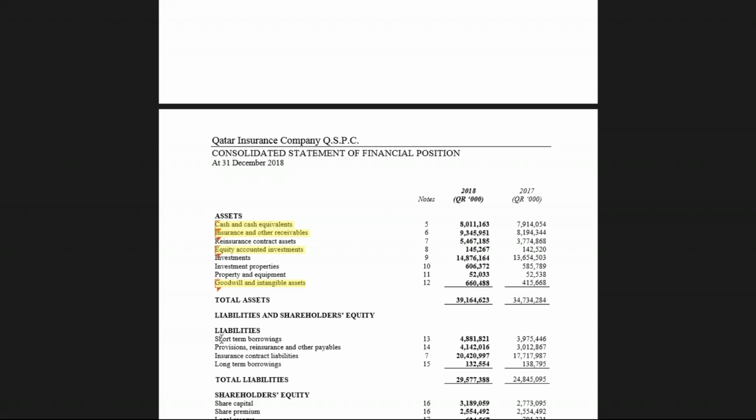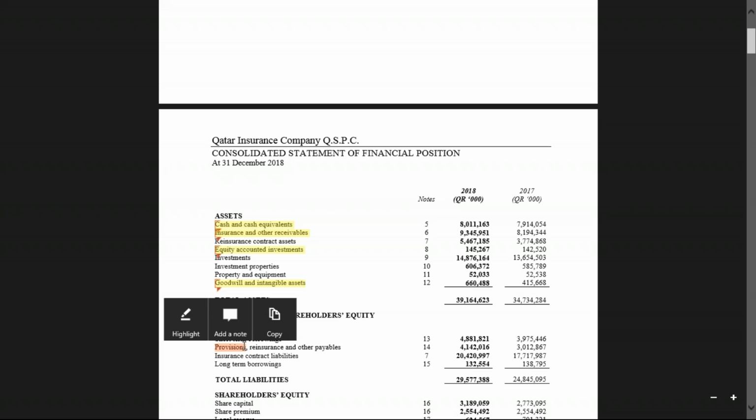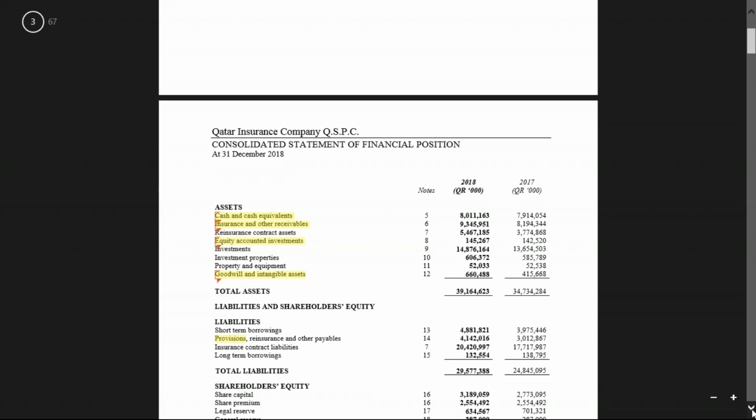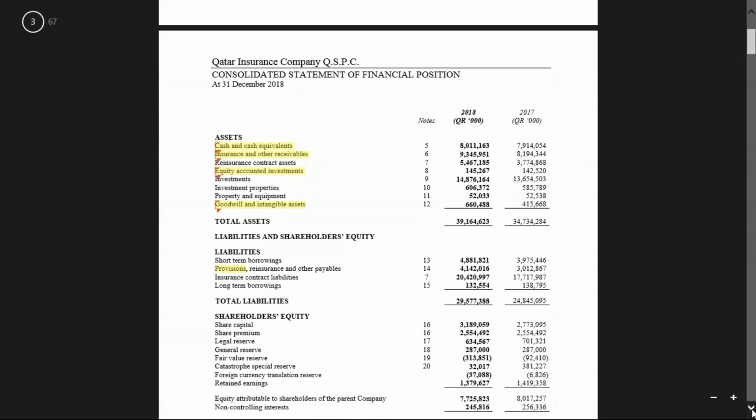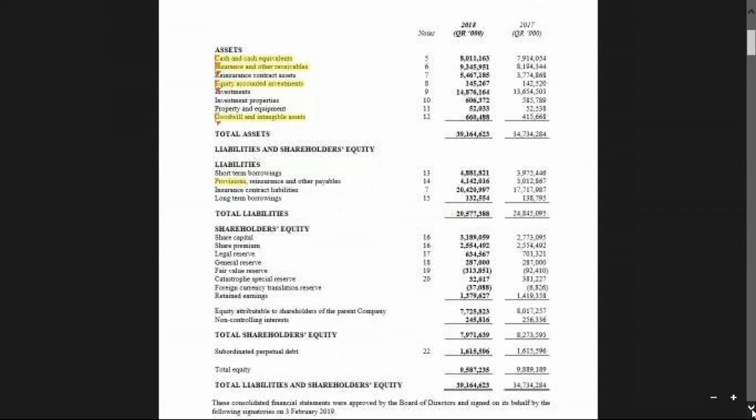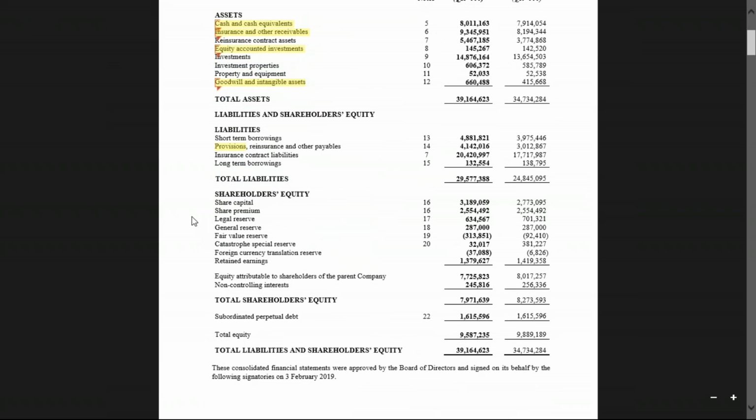Over here, what you have is provisions, reinsurance, and other payables. These are the provisions that we are trying to make going forward. There are other values as we have seen, like insurance contract liabilities. Then you have shareholders' equity, so you have equity capital, the general reserve, foreign currency translation reserve, and so on.